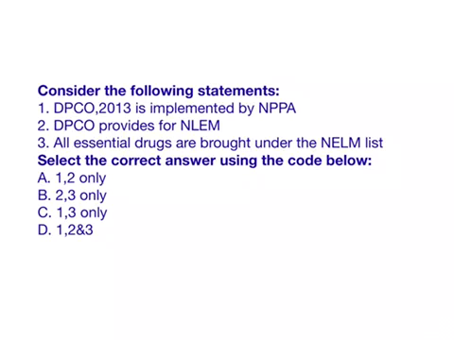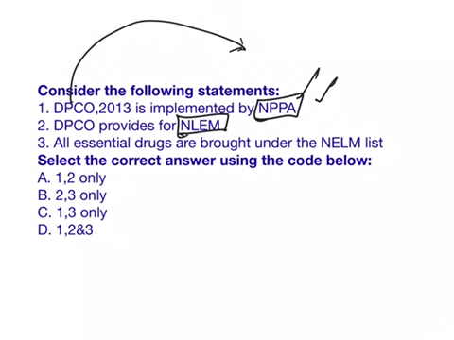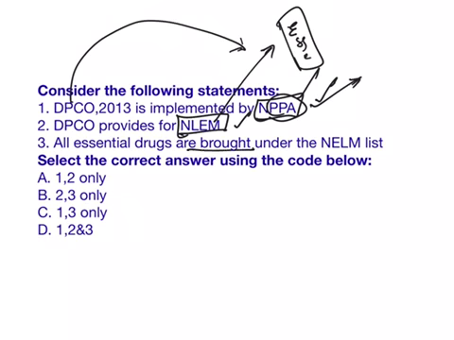The next question is, consider the following statements. Drug Pricing Control Order of 2013 is implemented by National Pharmaceutical Pricing Authority. This statement is correct because this authority is established based on the provisions of this Drug Pricing Control Order of 2013. The next thing is, Drug Pricing Control Order provides for the National List of Essential Medicines. Yes, this statement is also correct, and this national list contains the essential medicines to which this pricing authority will regulate the prices. All essential drugs are brought under this national list of essential medicines.